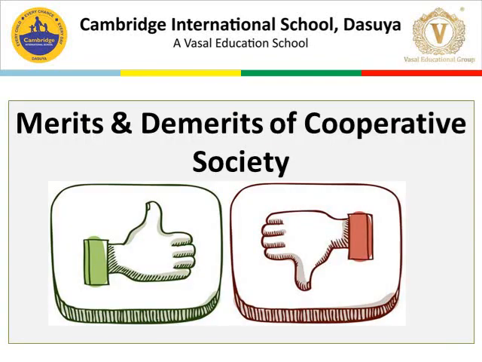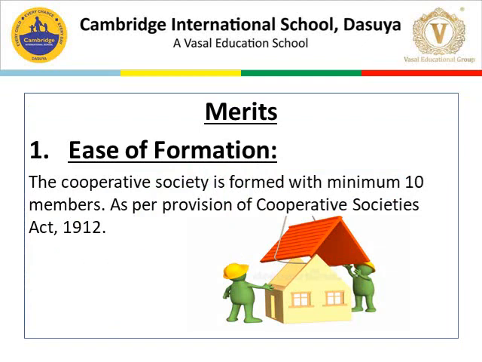Further, we are going to study the merits and demerits of the cooperative society. Merits mean advantages, and demerits mean disadvantages of the cooperative society. First merit is the ease of formation of a cooperative society. The cooperative society is formed with a minimum of 10 members as per the provisions of the Cooperative Society Act 1912. Minimum 10 members are required to form the cooperative society as per the Cooperative Society Act 1912.